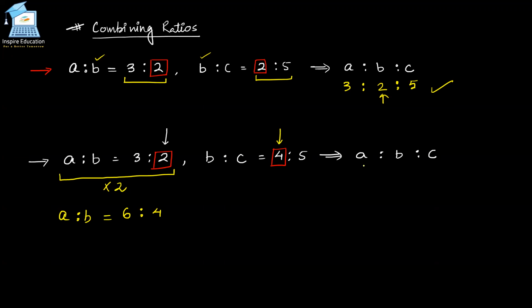Now we can write this. What is A? A is 6. What is B? B is 4. B is the mediator. So B is 4 over here, and also over here B is 4. So we don't have any issue with that. So C is what? 5. So done.